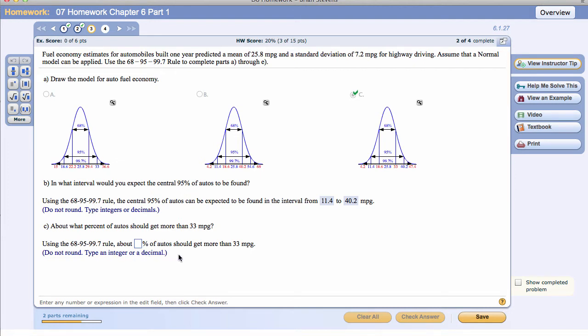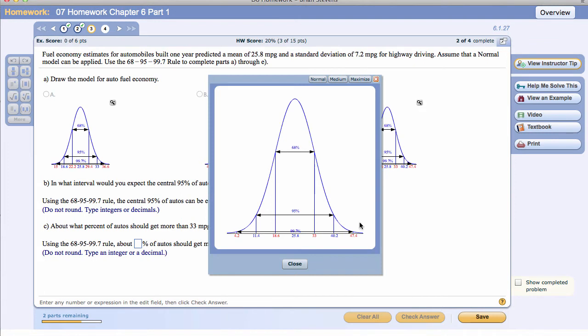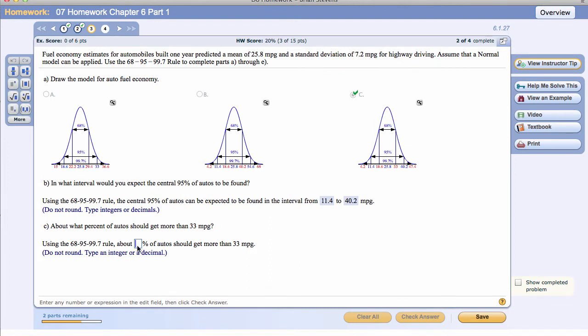About blank percent of autos should get more than 33 miles per gallon. So this is where it can get a little bit tricky. Going over to the graph right here, 68 is in the middle. So with 68 in the middle, we must think of what's on the outside. What is to the right of 68? Well, total outside of 68 is 32%. If 68 is in the middle, 32% is over on the right and the left, cumulative, which means to get just one side, we would take 32% and divide it in half. So that'll give us 16% is above 1 standard deviation.